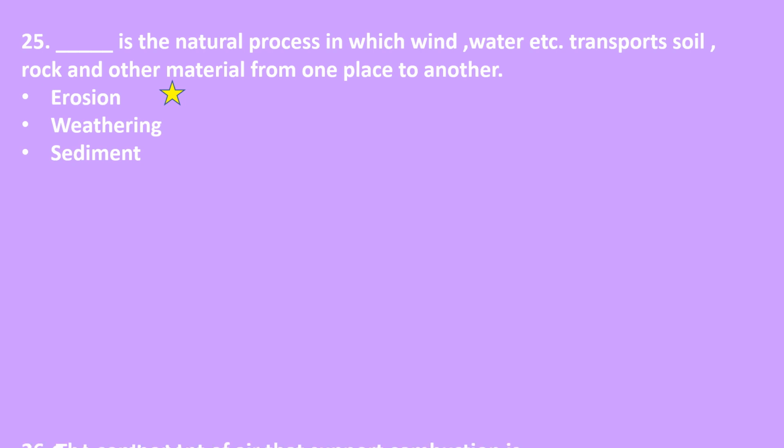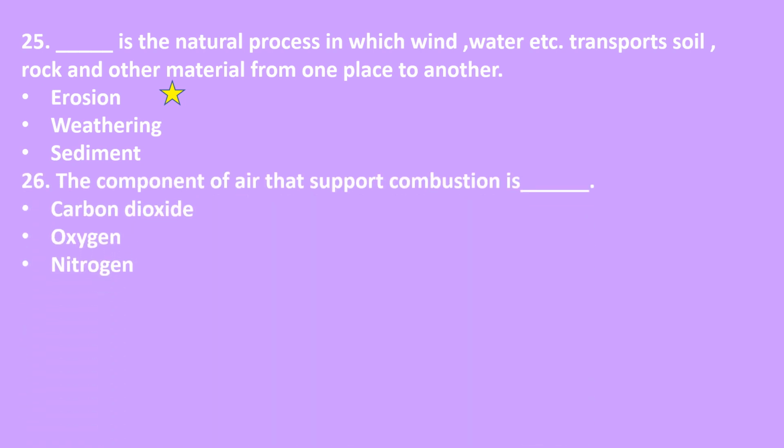Question number 26. The component of air that supports combustion is, so the important part of air that supports combustion, meaning burning, is carbon dioxide, oxygen or nitrogen. So here the answer is oxygen. So the component of air that supports combustion is oxygen.